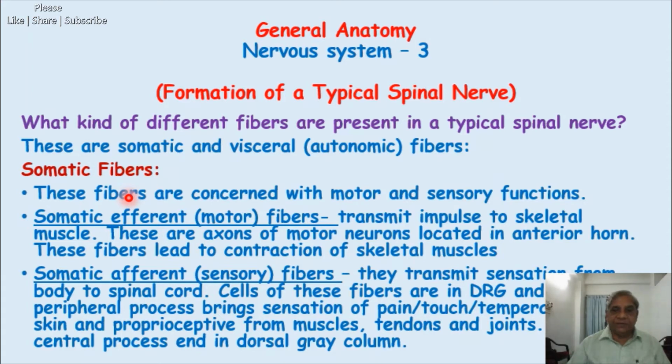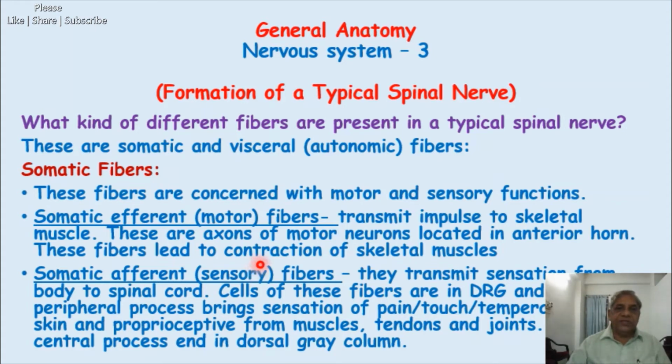Efferent and afferent may be a new term for you. Efferent means the fibers which carry the impulse away from the central nervous system, and afferent are those fibers which bring the sensory impulses towards the central nervous system. That you should know. Here, remember efferent as motor, and afferent as sensory fibers which are bringing the impulse towards the spinal cord.